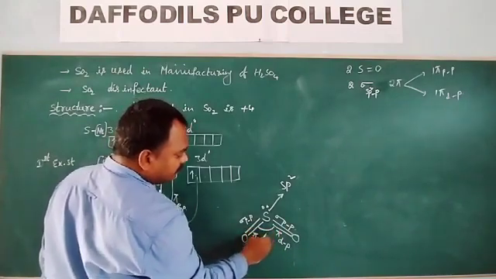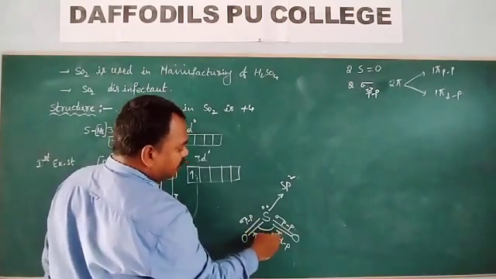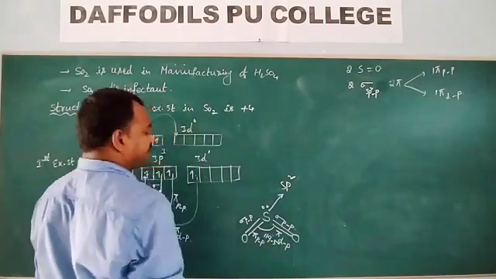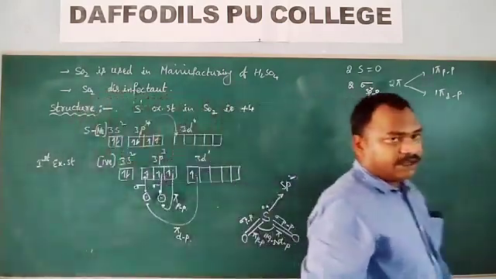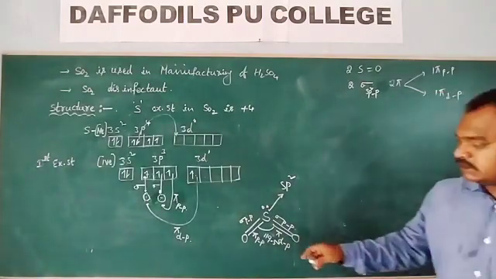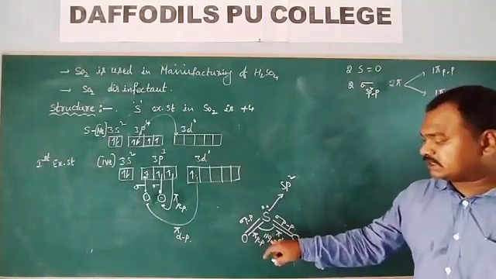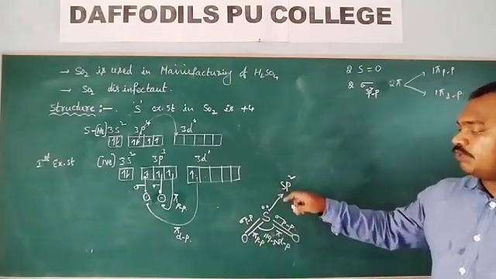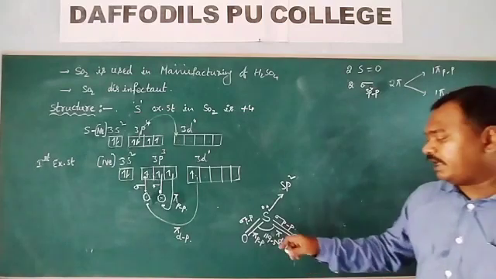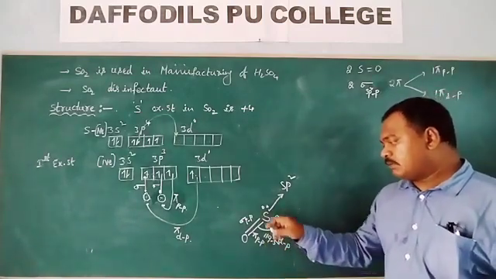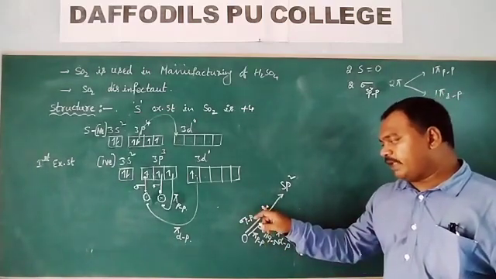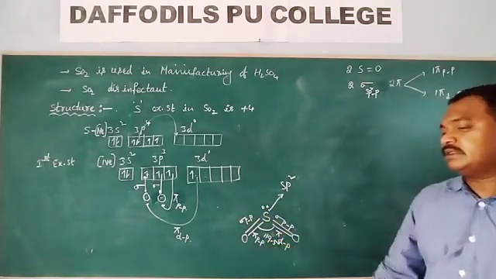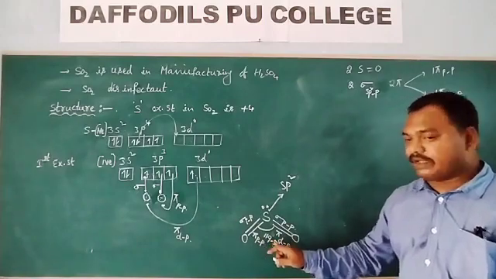And the bond angle in sulfur dioxide is 119.5 degrees. In sp2 hybridization, what is the real bond angle? 120 degrees. But due to the presence of this lone pair of electrons, this bond angle is slightly decreased and becomes 119.5 degrees.